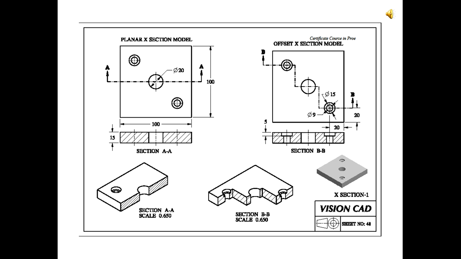The drawing shows a solid model with a rectangular block, two counterbore holes cut and a center bore of 20 units diameter cut from the plate. The view labeled section AA shows a planar X section. The view labeled BB shows an offset cross section. The main difference between planar and offset cross section, as is evident from the drawing, is that a planar X section consists of a single cutting plane line, whereas an offset X section consists of multiple cutting plane lines.